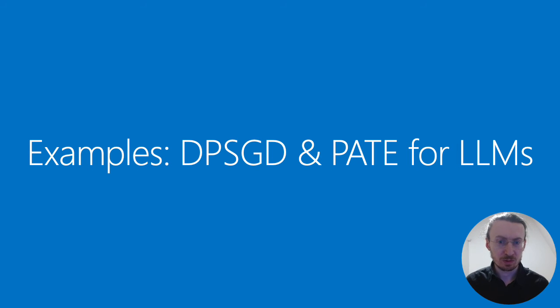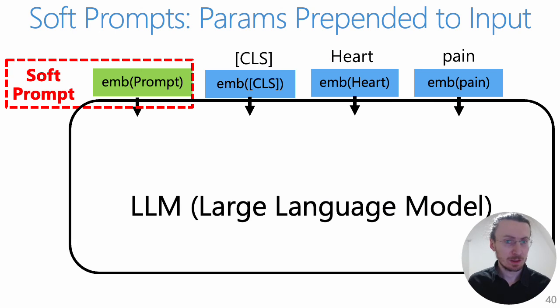So now let me show you examples of DP-SGD and PATE for LLMs, for large language models. This is additional material for those of you who are interested in these topics and would like to delve deeper into them. First, we have to define what a soft prompt is. So here we assume that this is some large language model, and this language model receives some input text. In this case, for example, we want to have a model that classifies patient state based on some description from a given patient.